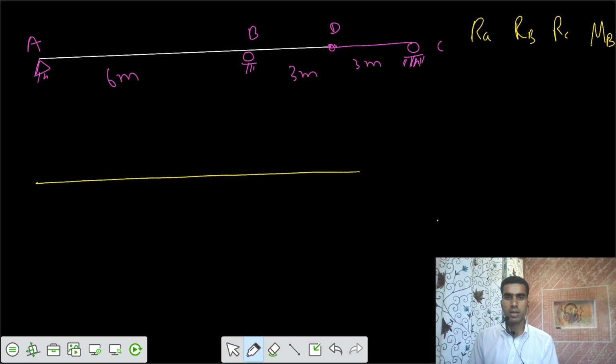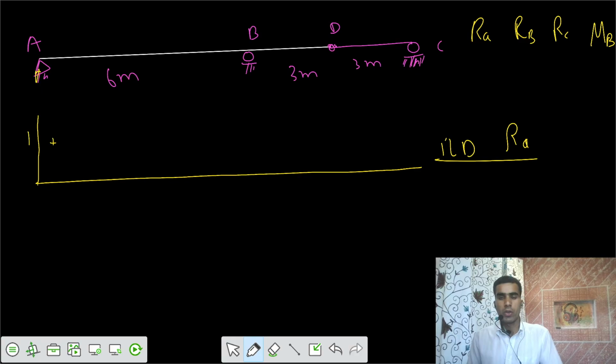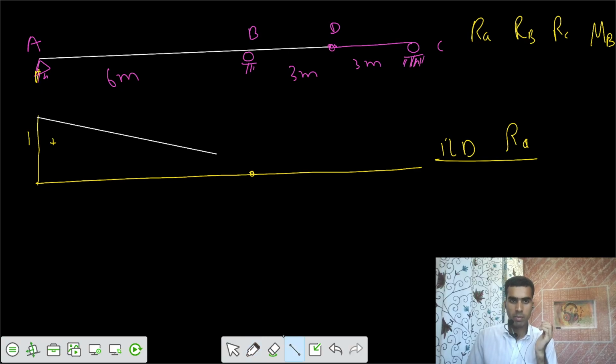Let's have the line. Let's try that this is ILD for reaction at A. So we say here you remove the restraint at A, apply unit displacement upwards because reaction would be upwards. Then after that, you keep the other supports intact such that if this is intact, that means you join them by a straight line. After that, if there was no internal hinge, that means the profile would have been in this fashion.